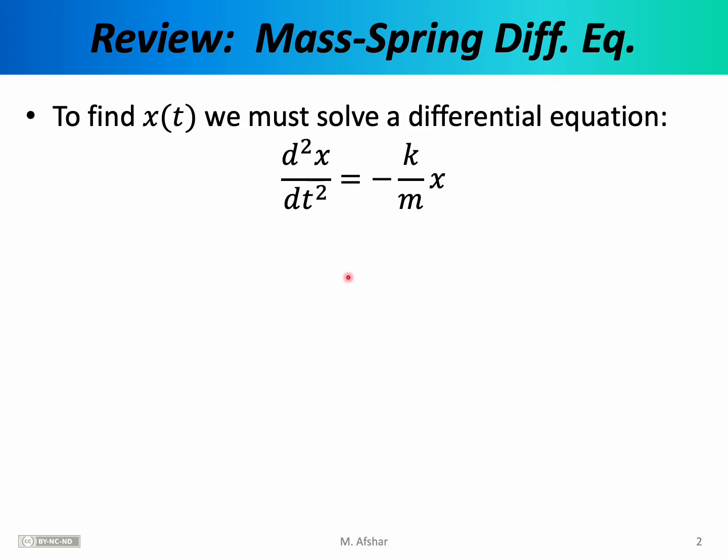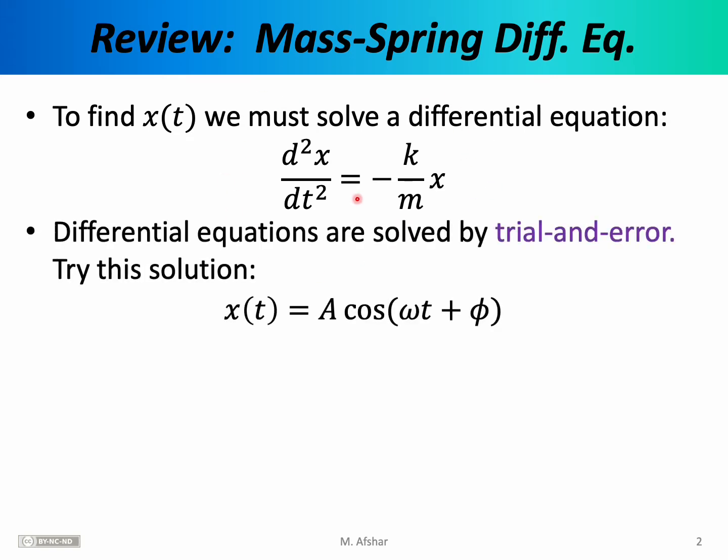We decided that the behavior of such a system is described by this second-order differential equation, and last time we decided that the solution to this differential equation is this function here. So the position of the mass as a function of time is equal to A cosine(omega t plus phi). Now notice that there are three important parameters in this function: A, omega, and phi.